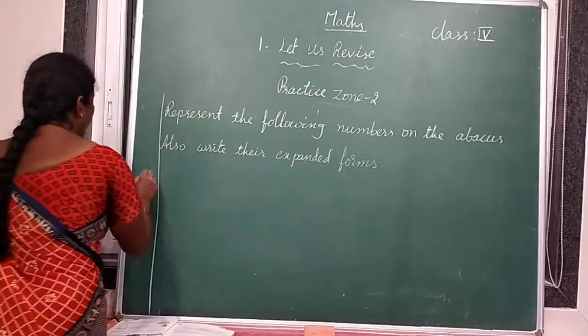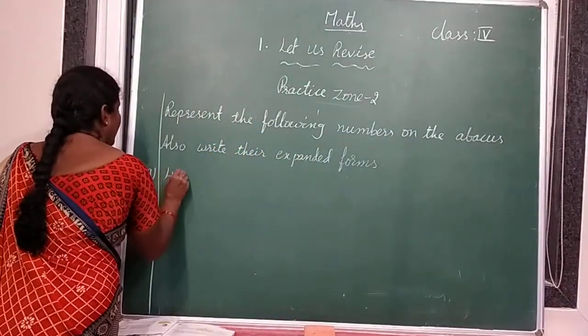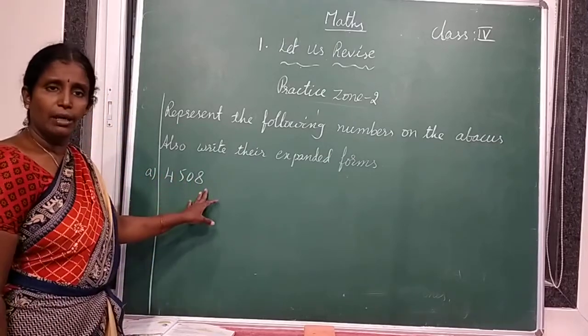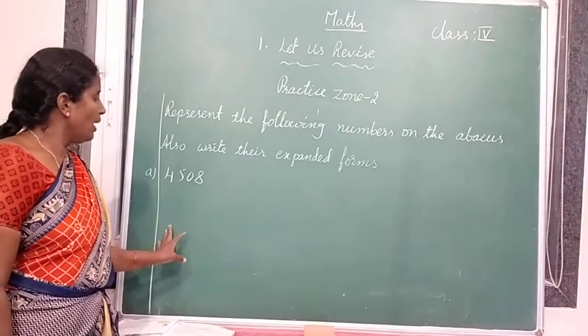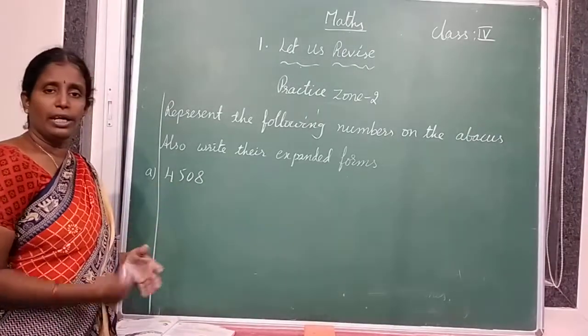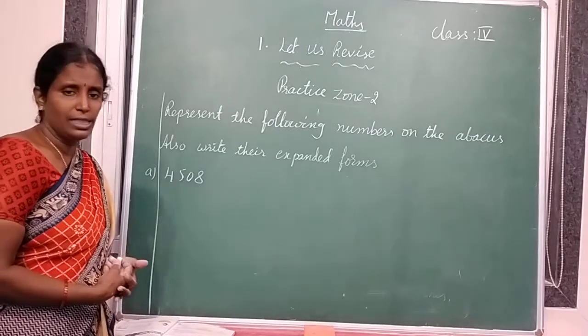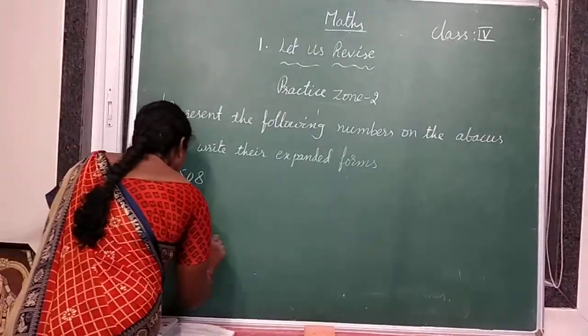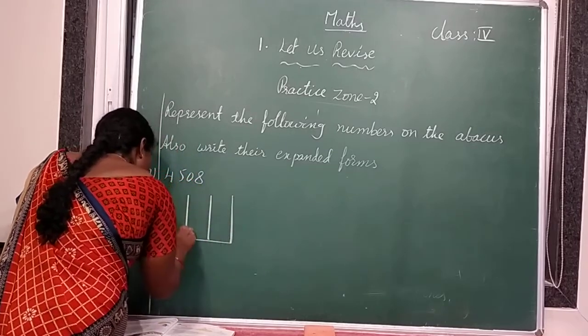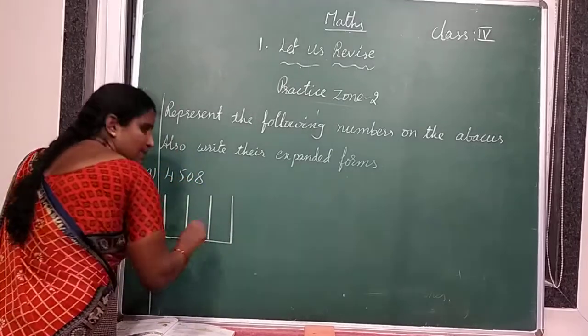So first one, 4,508. This is the number. We should represent this number on abacus, and also we have to write the expanded form. To represent on abacus, we have to draw abacus: ones place, tens place, hundreds place, and thousands place.